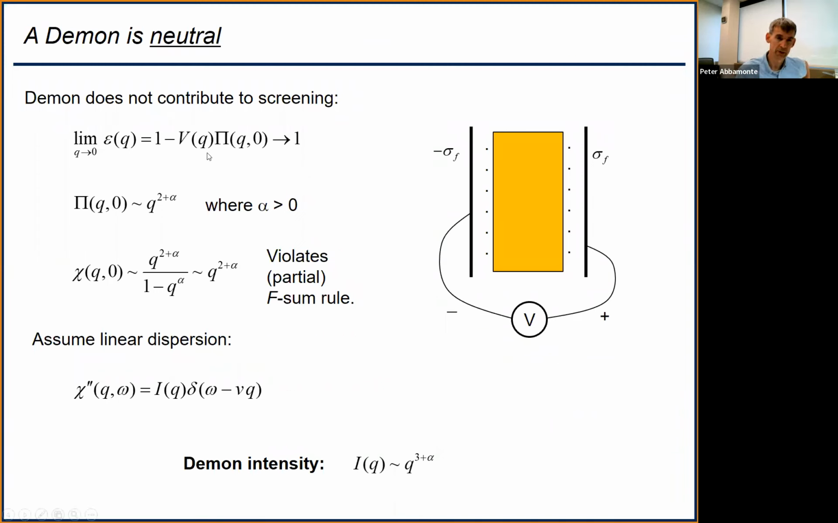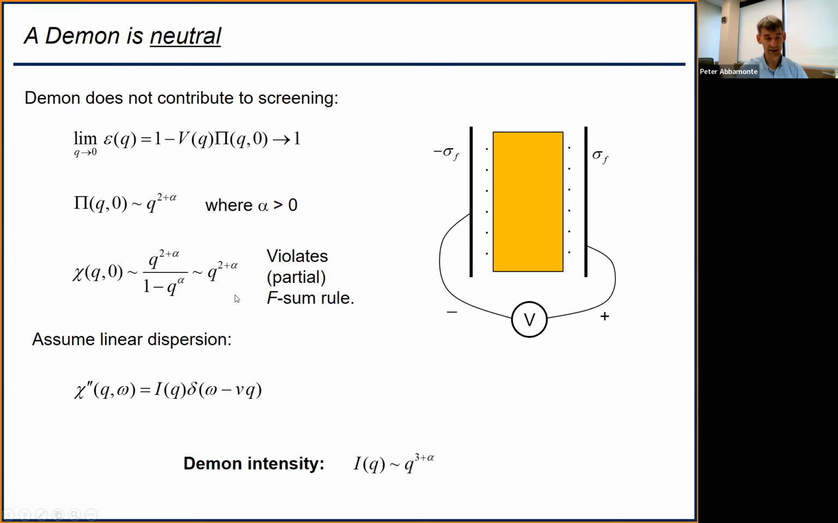At any rate, if the dielectric function goes to one, it means that V pi goes to zero in the long wavelength limit. In the case of a metal, that thing actually goes to minus one. Scratch that. At any rate, for this thing to go to one, it means that pi has to go to zero, and has to go to zero faster than q squared. So that has to go like q to the 2 plus alpha, where alpha is greater than one. The consequence of that is chi, which is what one would measure in an experiment, goes like q to the 2 plus alpha, where alpha is some number greater than one.